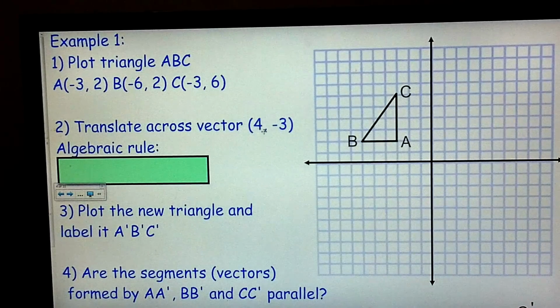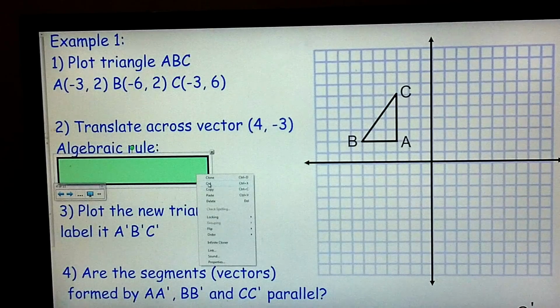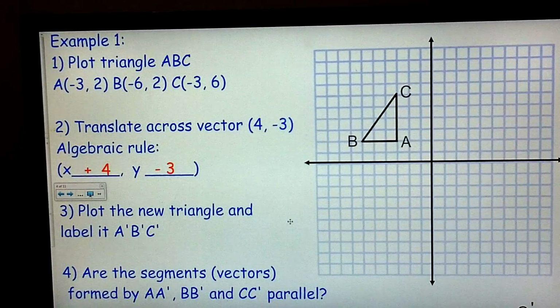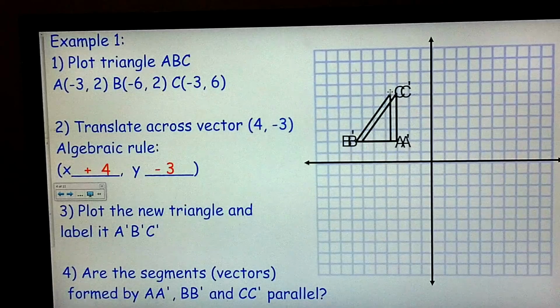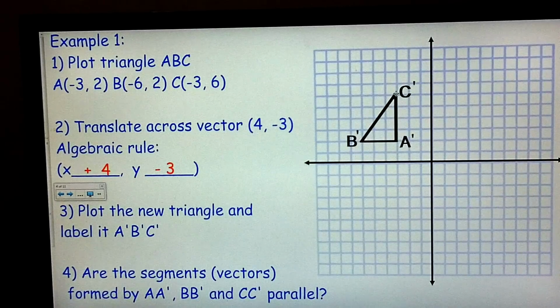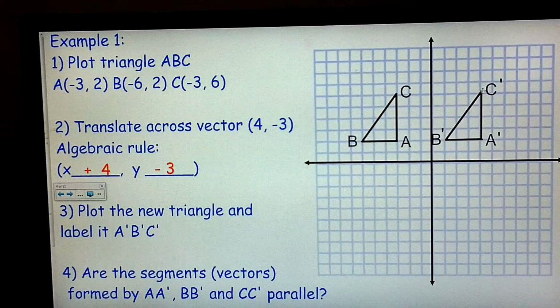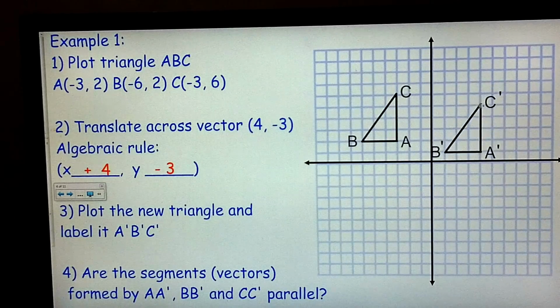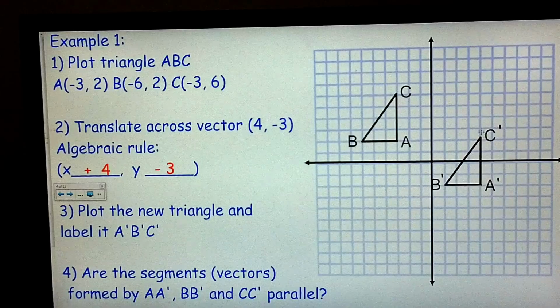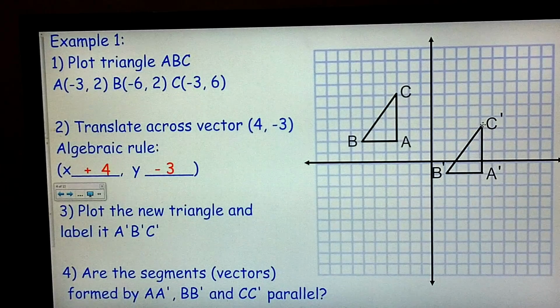Now, this textbook uses the phrase vector, but you probably will see more often an algebraic rule. This is the algebraic rule that the vector means. Just like an ordered pair, the first number represents x, the second number represents y. So what we're going to do is we're going to take this original shape and we're going to move it 4 to the right, and then we're going to move it 3 down. Go ahead and move your triangle to its proper location and come back and check that it works where mine is at.